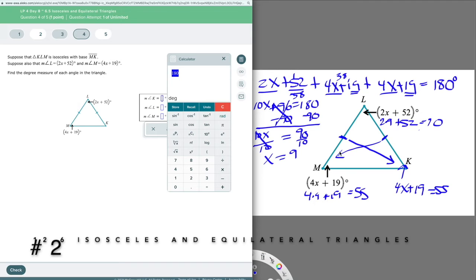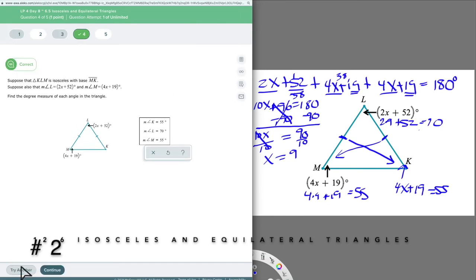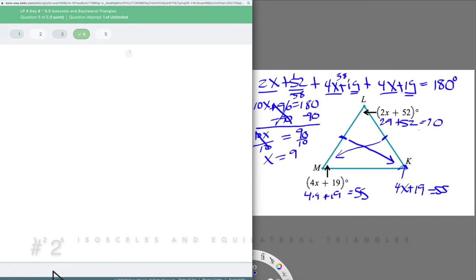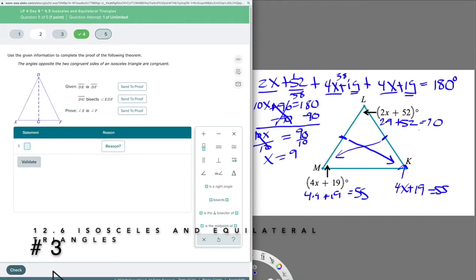So now we just need to make sure. K is 55. L, that was the 70. And M, that was also the 55. So it's just kind of going around, making sure that we're applying that isosceles triangle theorem correctly so that we know what all three angles are. And if we have all three angles of a triangle, they add up to 180 degrees. So a lot of the time when we're doing triangles, that's one of the properties we're going to end up using. All right, so we have: use the given information to complete the proof.